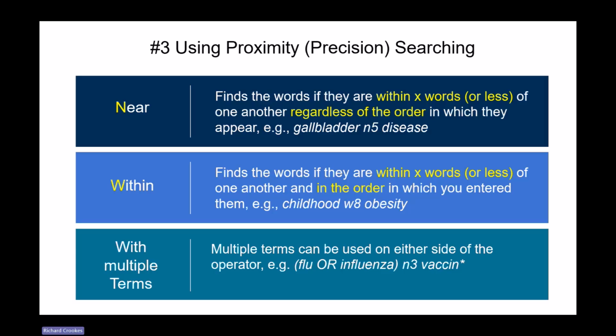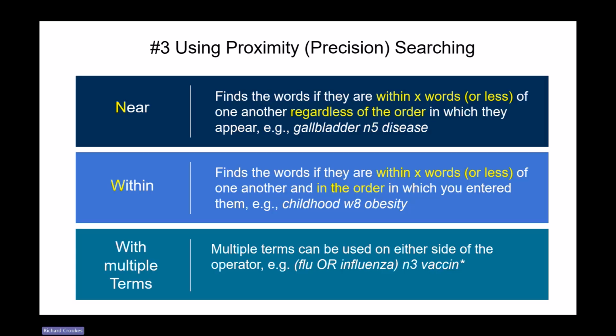So if you think we're in flu season, you've got flu or influenza as free text terms, and you look at vaccine or vaccinations. Then if you enter flu or influenza, N3 vaccine, and I've truncated it, it would find flu or influenza near 3 words or less of vaccine, vaccines, vaccinated, vaccinations, or vaccine, vaccines, vaccinated, vaccinations within or near 3 words or less of flu or influenza. Okay, so I'm using a combination of the Boolean OR there, with flu and influenza, and the near precision operator with 3 words or less, and then the truncation for vaccine.